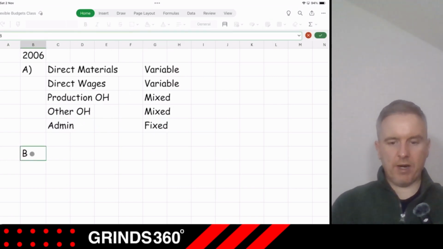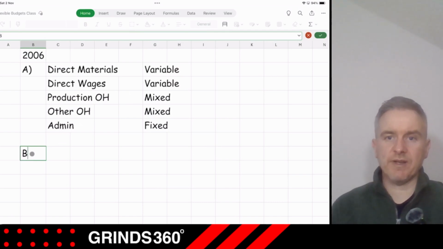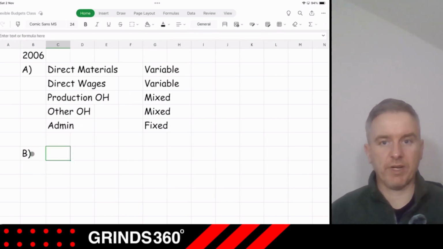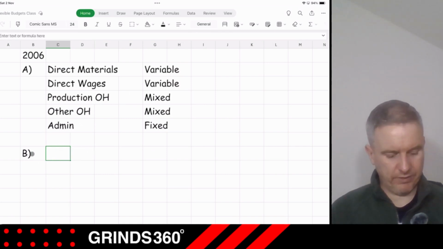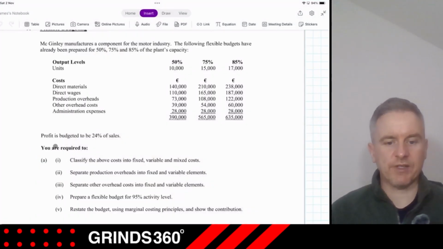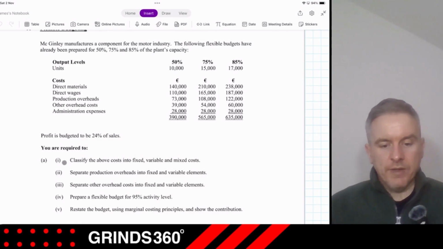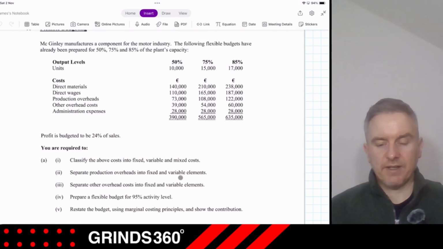So you're straight into part B then. So they should be nice handy marks to pick up, and there shouldn't be any major concern as you're going through those. So into part B then, what's it actually looking for? So we have, sorry, part 2 I should say. So separate production overheads into fixed and variable elements.